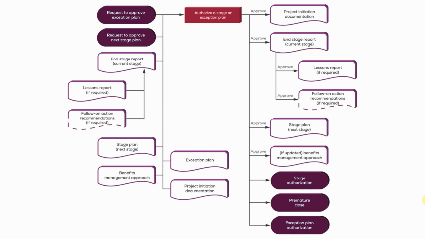And ultimately, if it has been an exception plan, particularly if it's been a project level exception, and we're not able to authorize the exception plan, then the board may trigger premature closure from this activity, in which case the closing a project process would start immediately after that. So one could summarize this entire activity as reviewing and approving the outputs of the managing a stage boundary process.